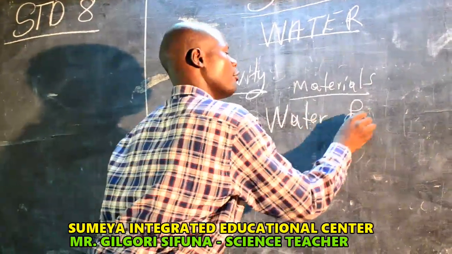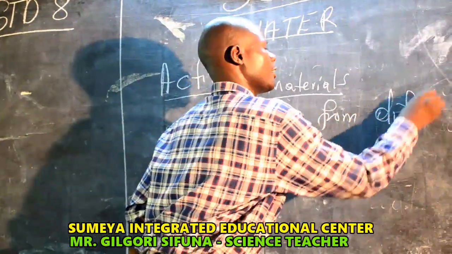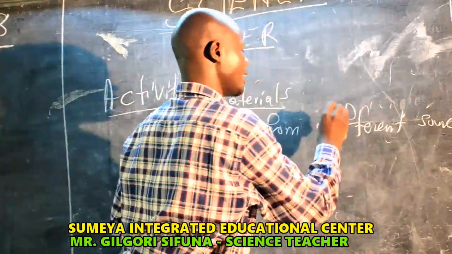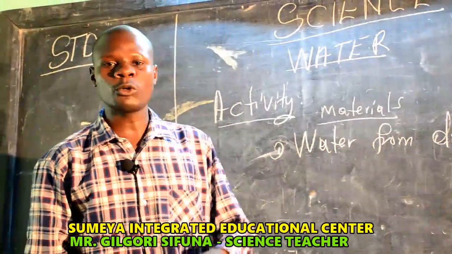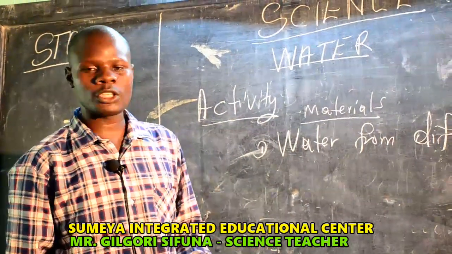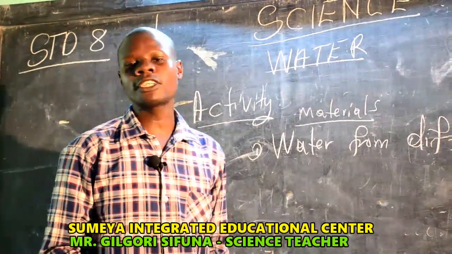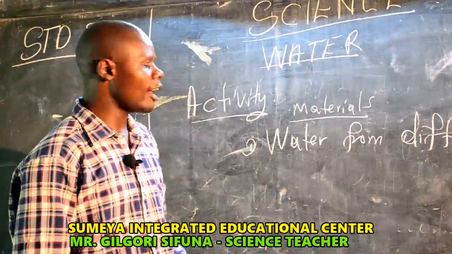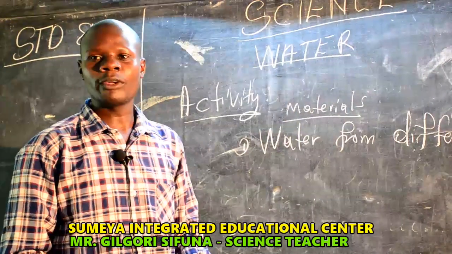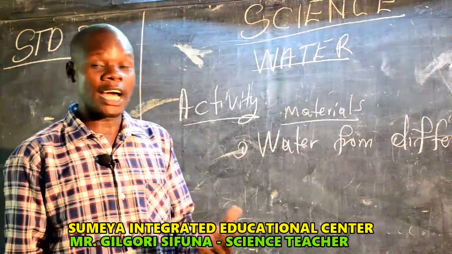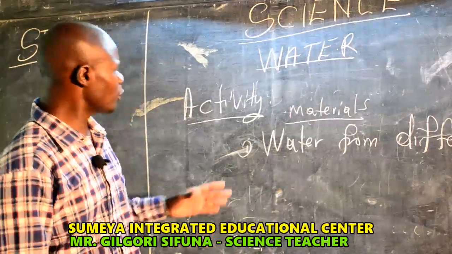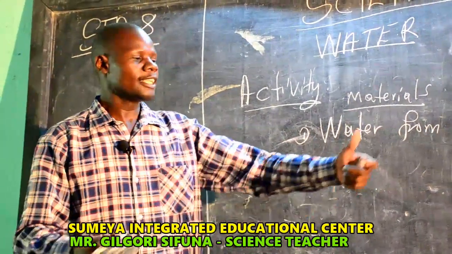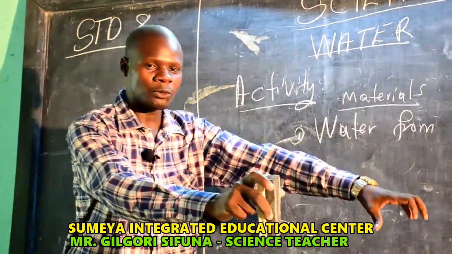Water from different sources. That is why I said in a lower class you learned about sources of water. We have ocean water, river water, borehole water, water from the rain, and water from the streams. Those are different sources of water. We will carry out the experiment using different sources of water.